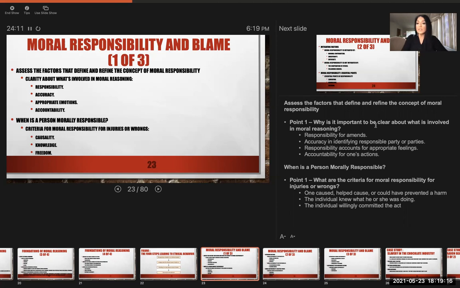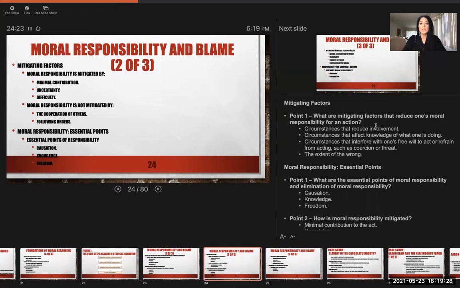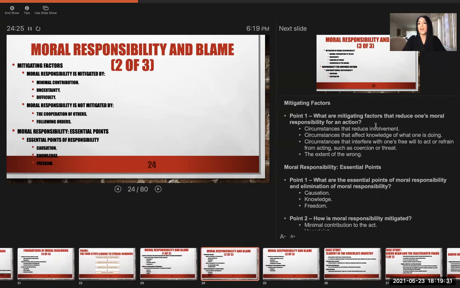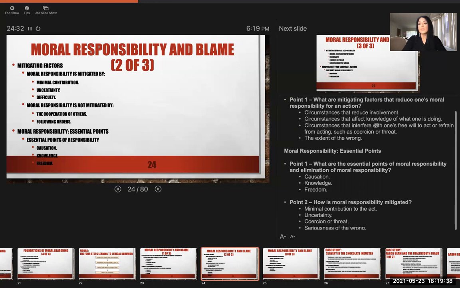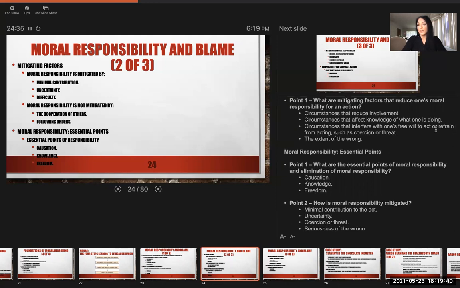Well, the person caused, helped cause, or could have prevented a harm. The individual knew what he or she was doing. The individual willingly committed the act. Taking it a step further, we look at negating factors that reduce one's moral responsibility for an action: circumstances that reduce involvement, circumstances that affect knowledge of what one is doing, and circumstances that interfere with one's free will to act or refrain from acting, such as coercion or threat, and the extent of the wrong.